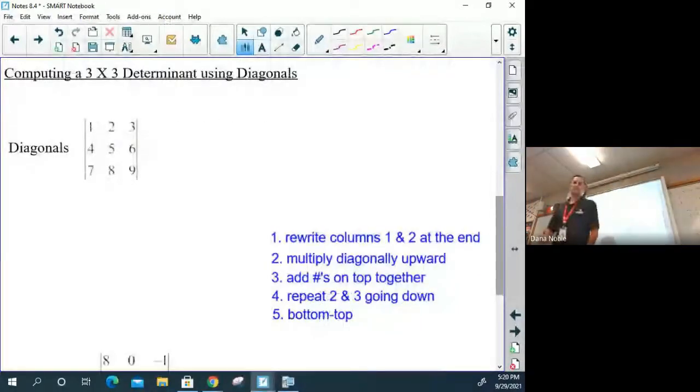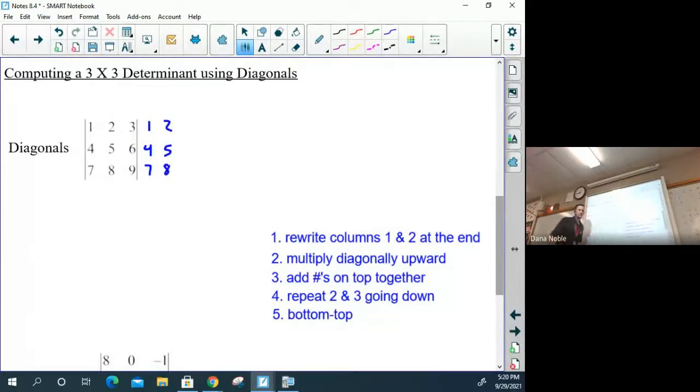Some people might really like this. Okay? It's kind of neat how it works out. It's kind of contrived and made up, but it works. And I've got the process written here in blue. You can see it, first of all, says to rewrite columns 1 and 2 at the end. So we'll do that. 1, 4, and 7. The 2, the 5, and the 8.